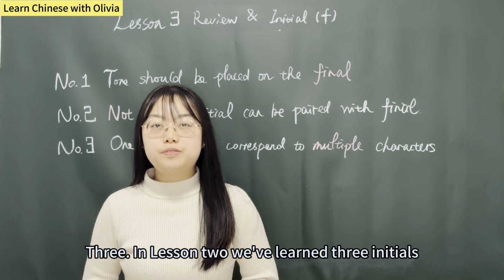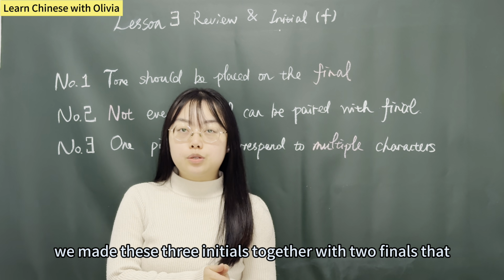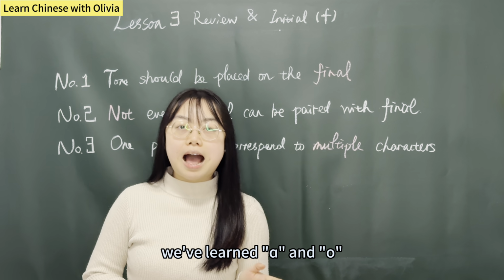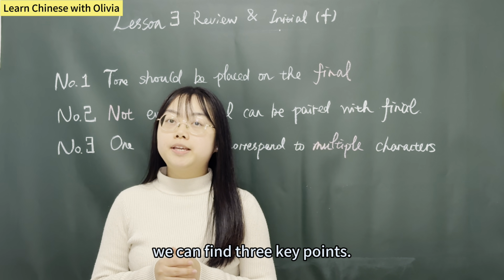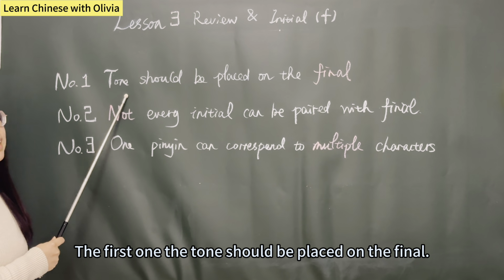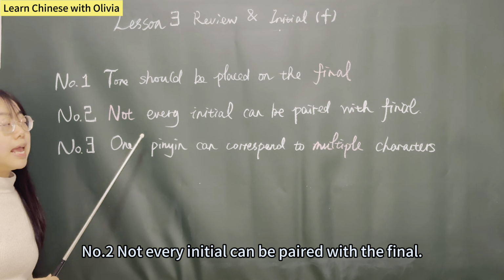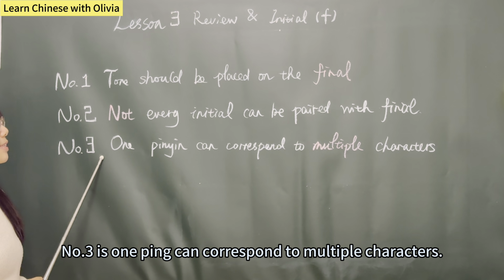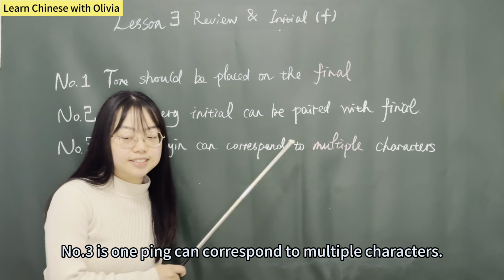In lesson 2, we've learned some initials, and then we make these 3 initials together with the 2 finals we've learned, A and O. When doing the combination, we can find 3 key points. First one, the tone should be placed on the final. Number 2, not every initial can be paired with a final. Number 3 is one pinyin can correspond to multiple characters.